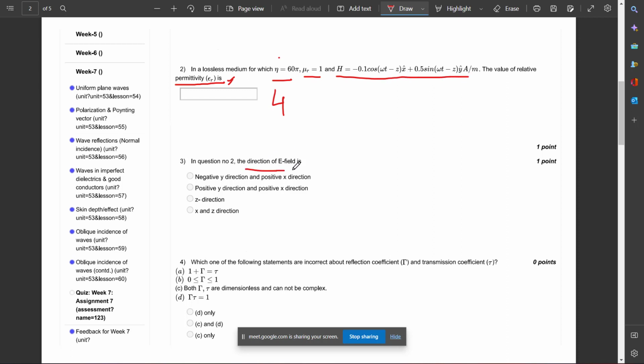So find out the electric field, the direction of electric field. Can someone tell me how to find out the direction for electric field?